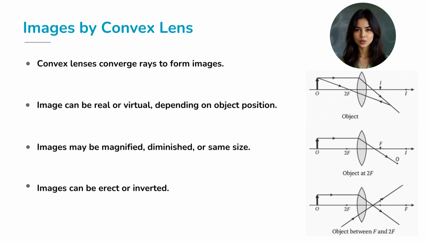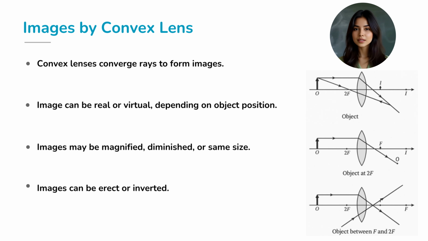Now, depending on where the object is placed, the image can be real or virtual. For example, when you put an object far away, the rays meet and give you a real image you can actually catch on a screen. But if the object is too close, the image appears on the same side as the object, a virtual image, just like the magnified letters you see through a magnifying glass.